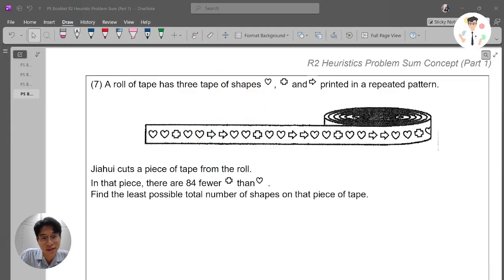Welcome back to digital class, and now we're looking at this pattern concept, type 1, number or shape pattern, but now we are looking at a slightly more interesting question. Let's look at this question.